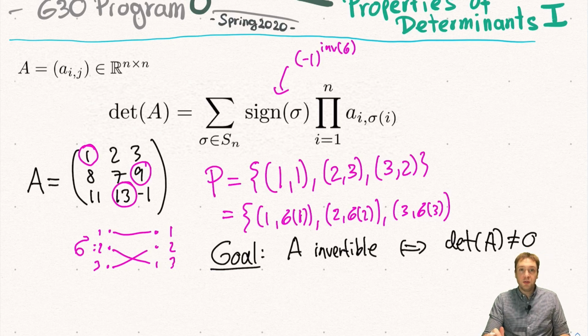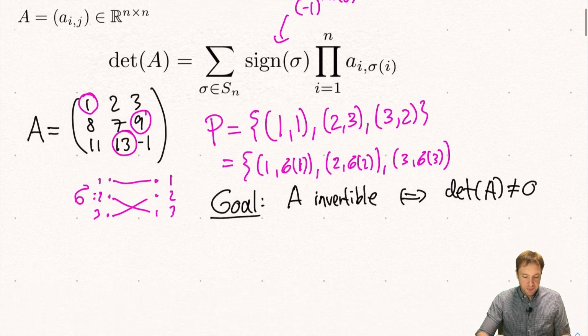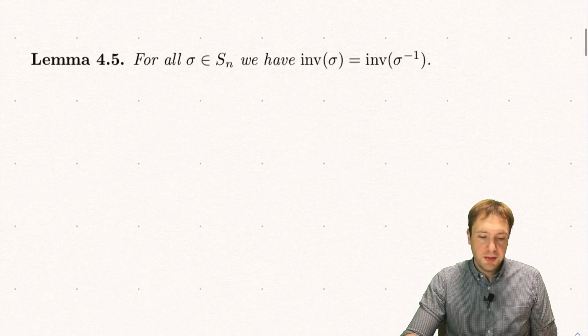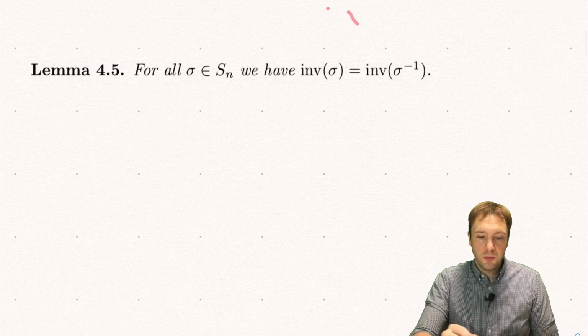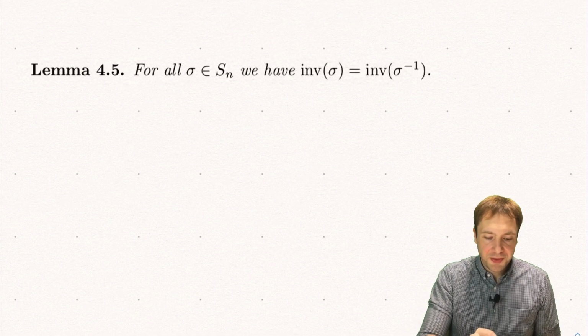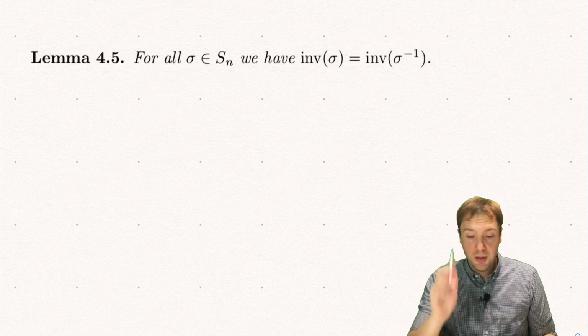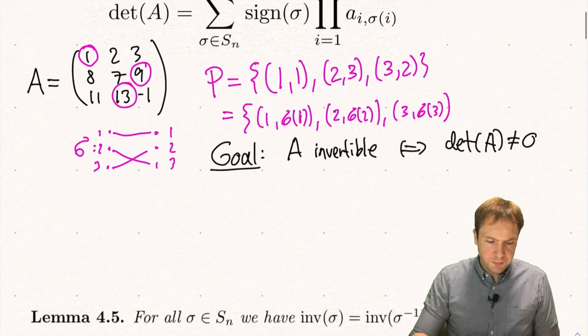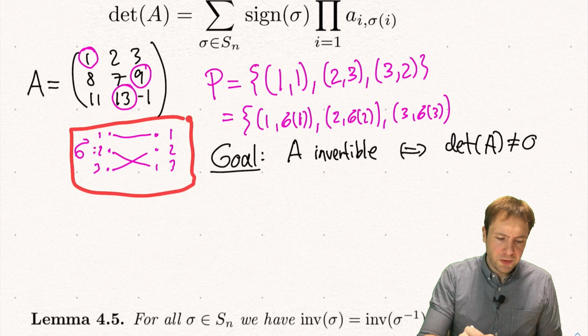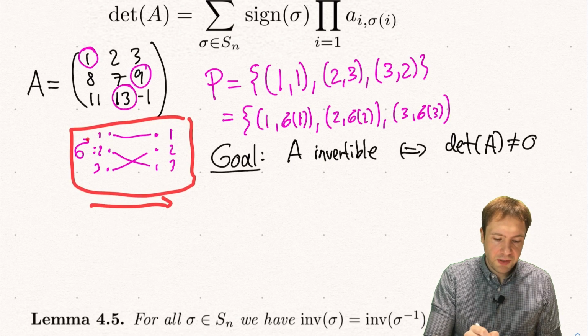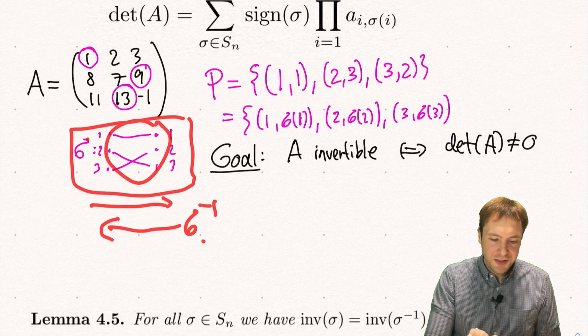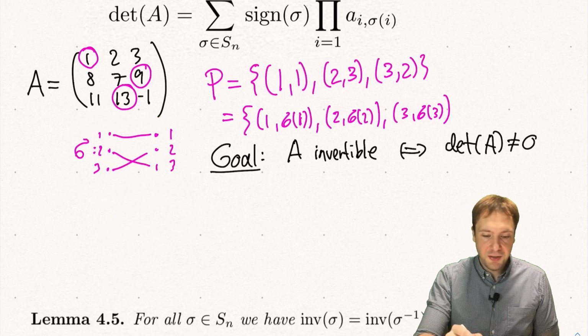For this we need to prove some lemmas and propositions, and we will start with a lemma on inversions. Namely, the statement is if I have a permutation sigma in Sn, then the number of inversions of sigma equals the number of inversions of sigma inverse. In this picture here, this is somehow clear because sigma goes in this direction and sigma inverse goes in the other direction with the same picture. So the number of crossings is the same.